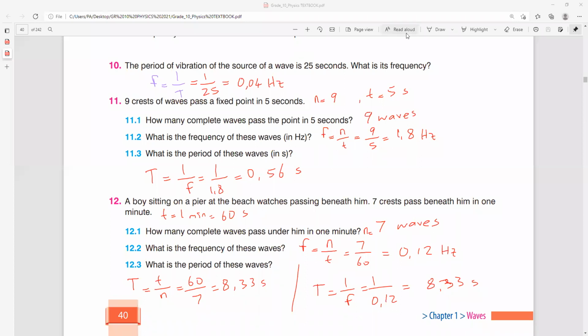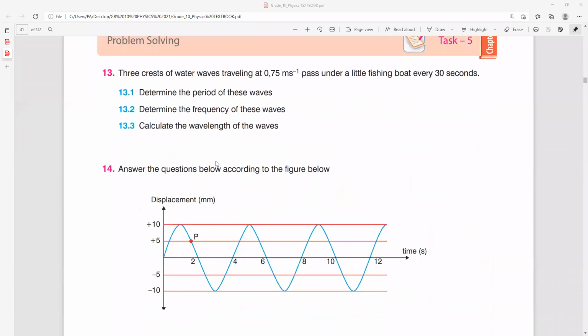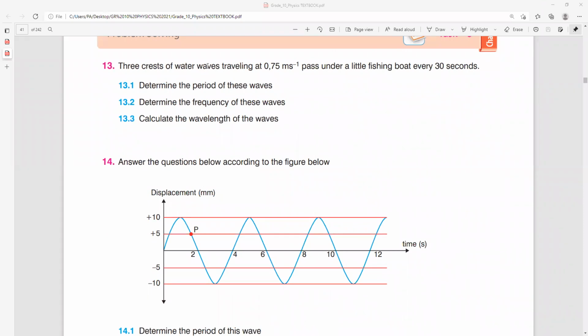Okay, let's clear them all, and then we are going to the next question, number 13. Speed is given, 0.75 meters per second, and then they said every 30 seconds each wave. So period is given, people, because they said every 30 seconds. It means every wave takes 30 seconds. Period is given, and then frequency, wavelength. So this question 13.1 is already given, people. You can just write 30 seconds.